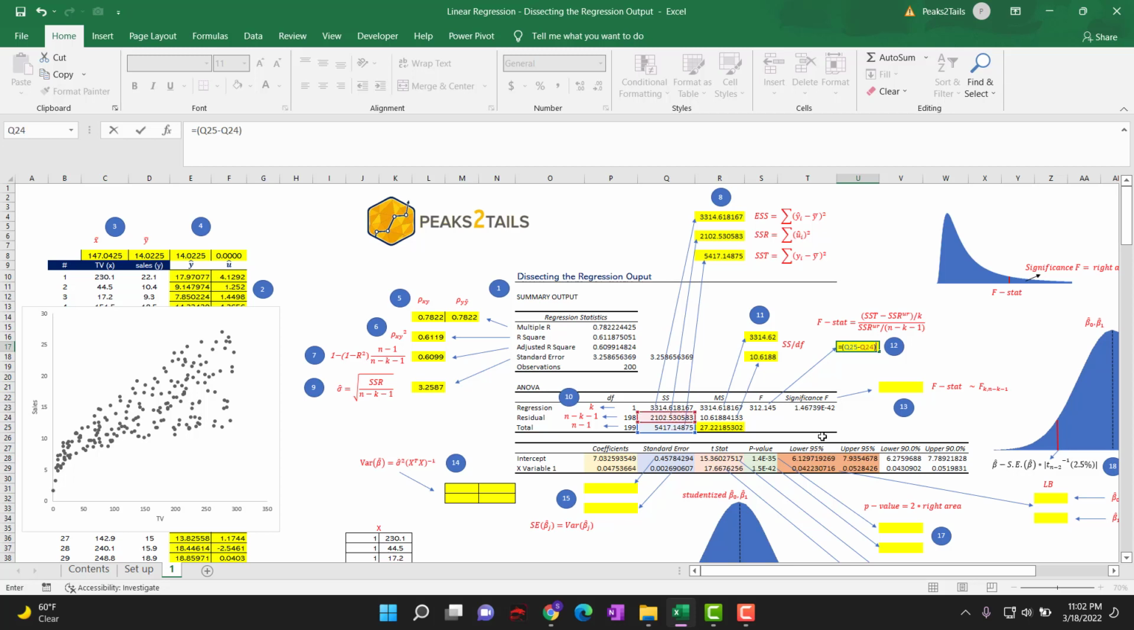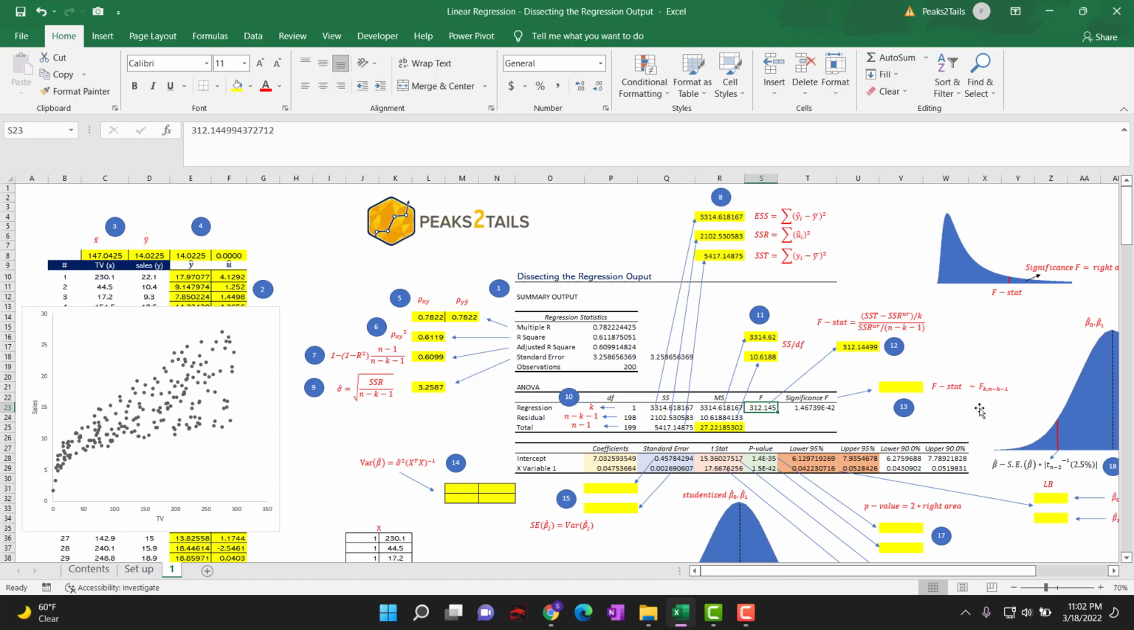So this is this, and then divided by the same thing again, whole divided by, so let me put another bracket here, divided by n minus k minus 1, which is 198, bracket close, 312.144, and that matches the output.